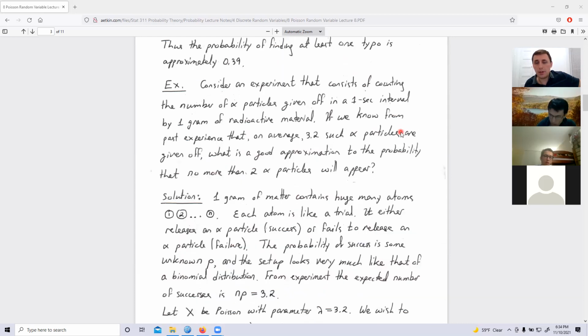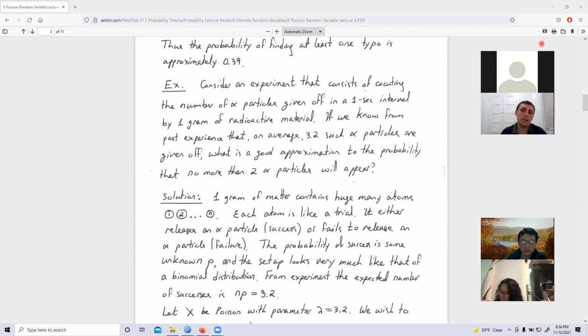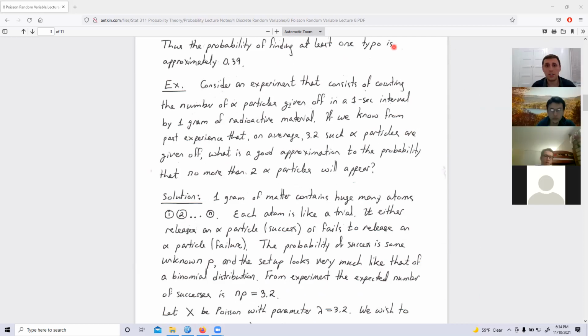Here is another example, even much better, that truly illustrates how this is working. Atomic clocks and a lot of things are based on alpha particle emission. There is a radioactive material, and spontaneously some atoms decay and they release alpha particles when they do so. So consider an experiment that consists of counting the number of alpha particles given off in a 1 second interval by 1 gram of some radioactive material.